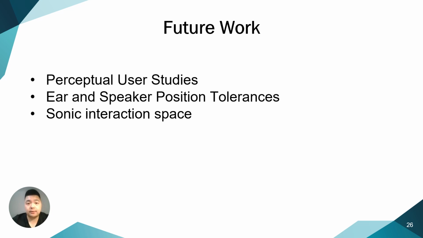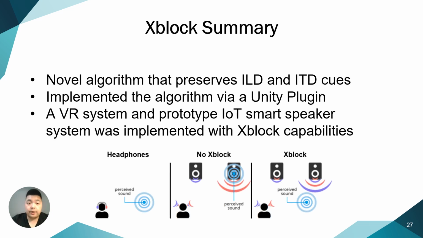user experience. In summary, Xblock is a novel algorithm that preserves the ILD and ITD cues and creates spatial audio perception over a pair of loudspeakers using the knowledge of the user's head pose and speaker positions to eliminate auditory crosstalk. Auditory crosstalk can be canceled for a dynamically moving user.